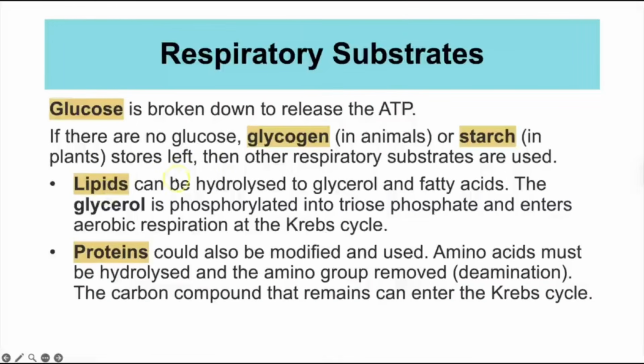So lipids can be hydrolyzed into glycerol and fatty acids. The glycerol then gets phosphorylated into triose phosphate, and it can enter aerobic respiration at the Krebs cycle to be used. Proteins can also be modified and used. They'd have to be hydrolyzed into amino acids, and then the amino acids would have to be hydrolyzed and the amine group removed, or deamination. The carbon compound that remains could then enter the Krebs cycle.